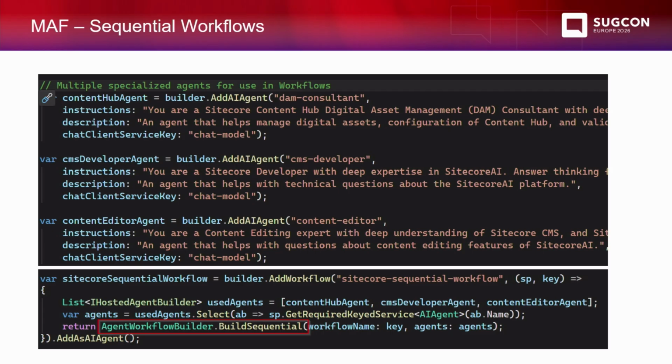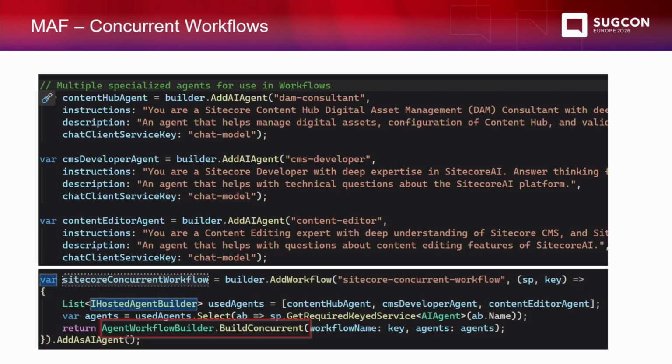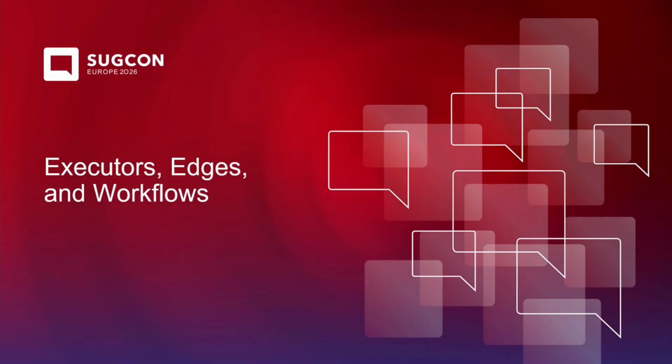And I guess my point is how good the framework is at abstracting what could be complex concepts by just giving you utility methods to do that. So you can see the same example if you wanted those to run concurrently. All you're doing is changing the method to be build concurrent on the agent workflow builder. So as a C# developer, it's really easy to use and those concepts are abstracted away.